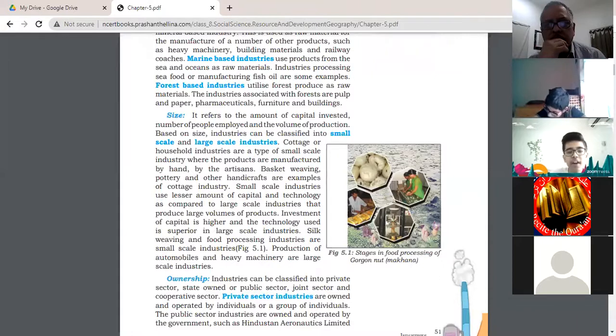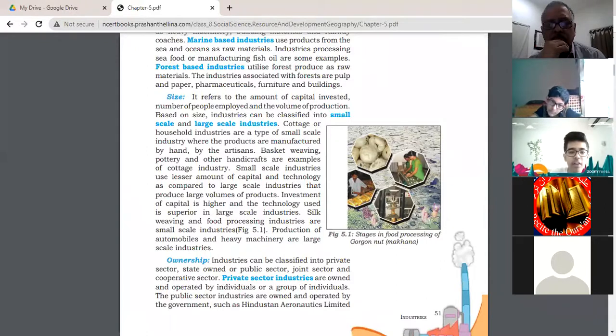The ones that need higher technology are the large scale industries, like silk weaving and food processing. This needs more stuff to make, more technology. So this is used for many other bigger things. This is most of the stuff maybe.